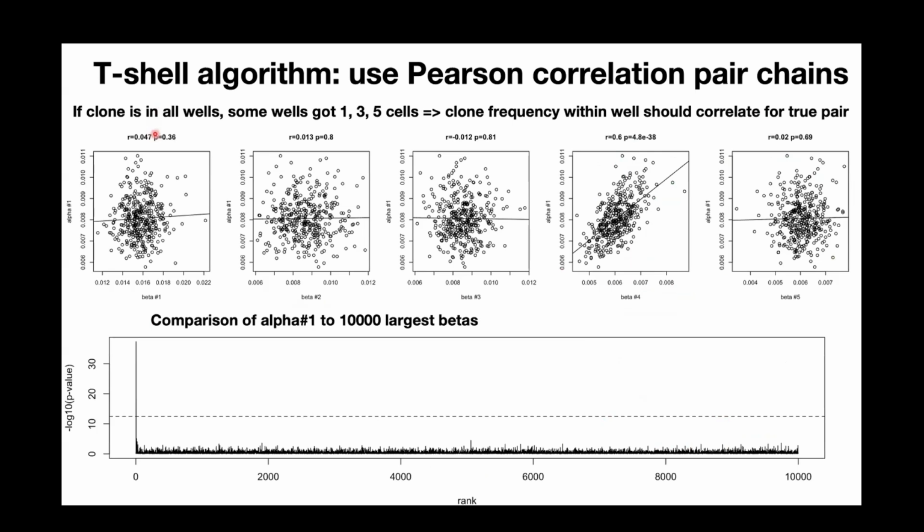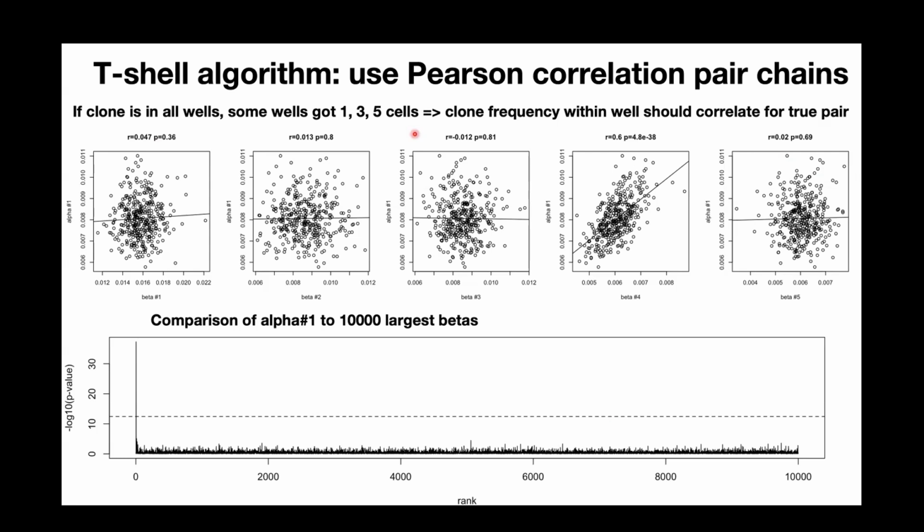But then we got an idea, right? If a clone is sampled in all wells, there is still low count noise. So if a clone is in all wells, some wells got 5 cells, some wells by chance maybe got 1 cell. And the idea was that we could try to extract this signal. If you have 5 cells, your relative frequency, the fraction of reads occupied by this clone in this given well, should be 5 times higher than in a well which got just 1 cell.